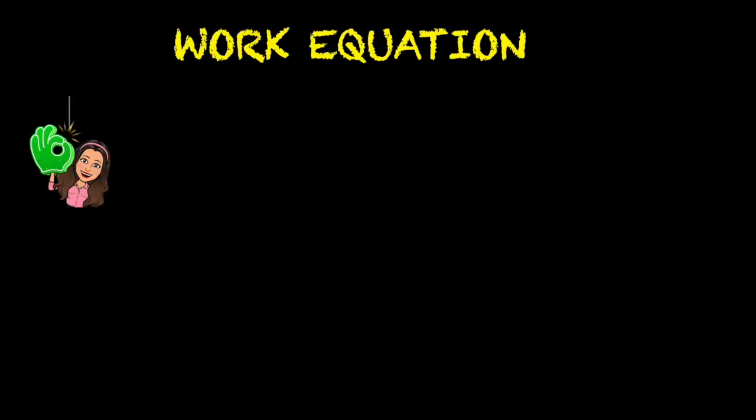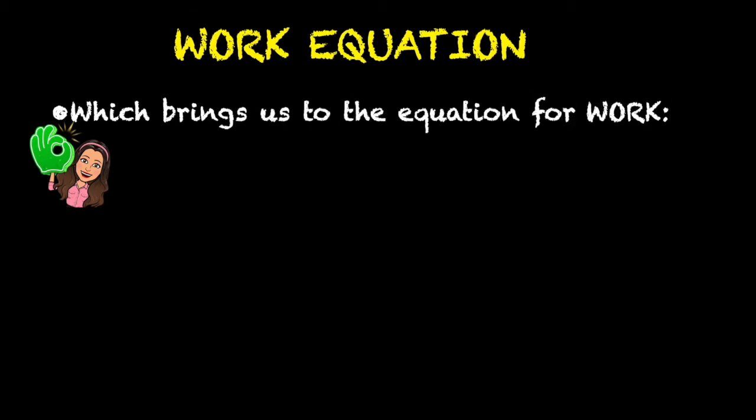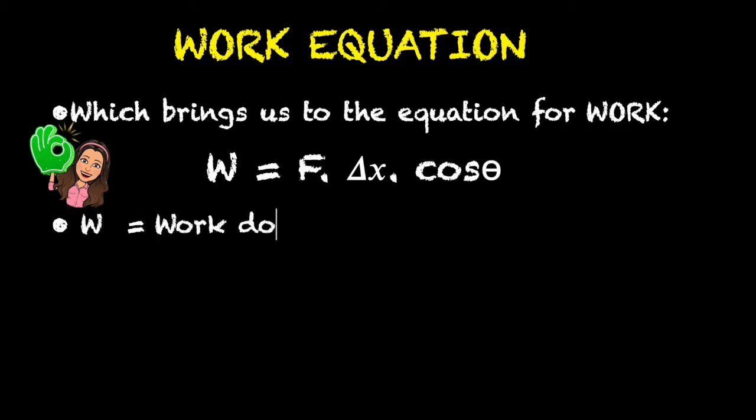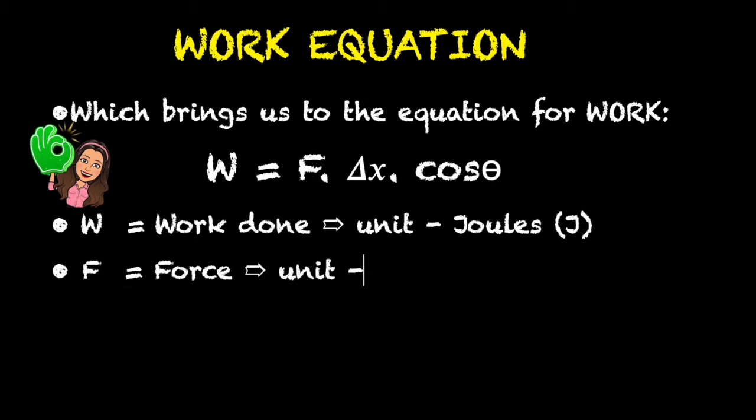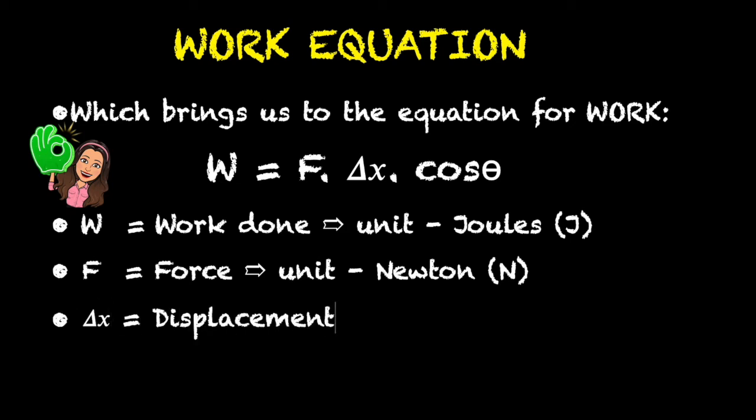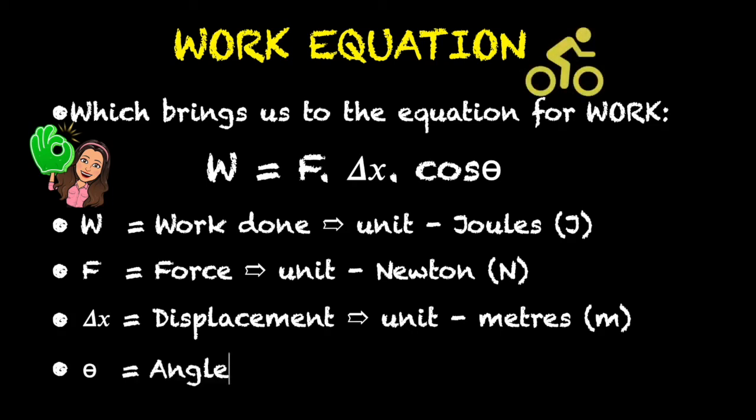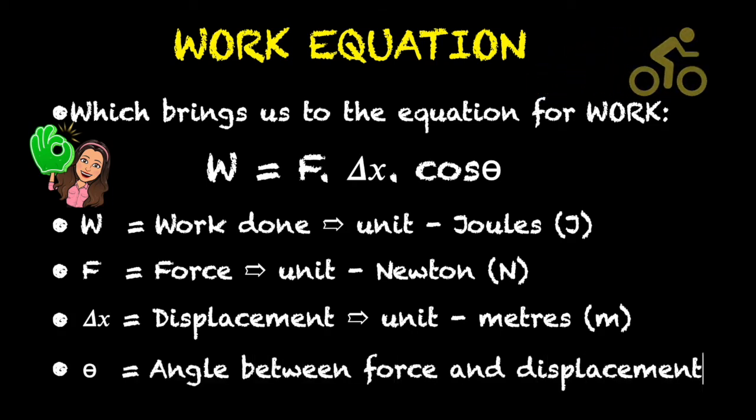This now brings us to the work equation. The work equation is represented with a formula which stands for W is equal to F times delta x times cos theta. Now let's look at each part. W stands for the work done, and the unit of measurement for this is in joules. F stands for the force, and the unit of measurement for this is in newtons. Delta x stands for displacement, and the unit of this is in meters. And finally, angle theta. This stands for the angle between the force and the displacement.